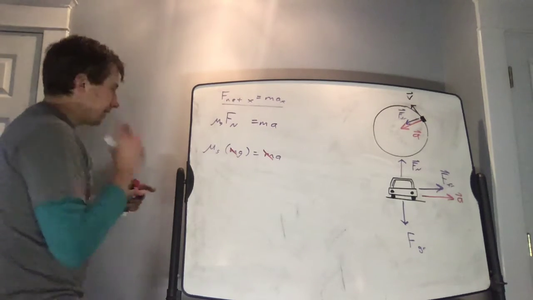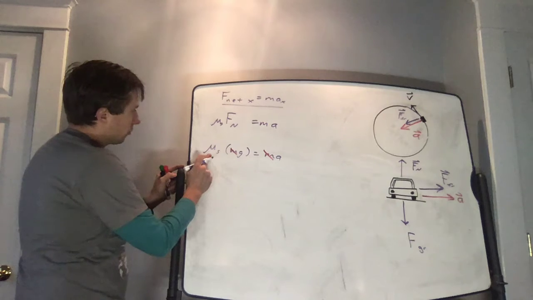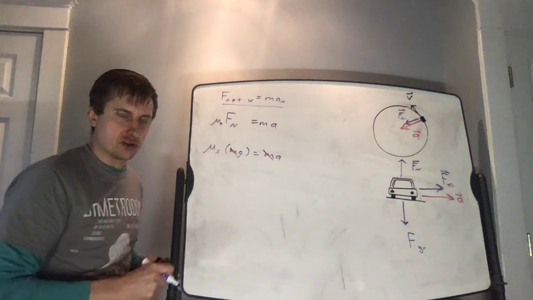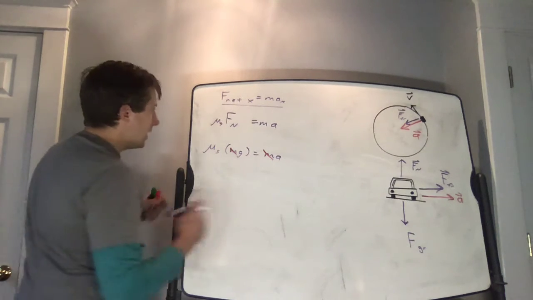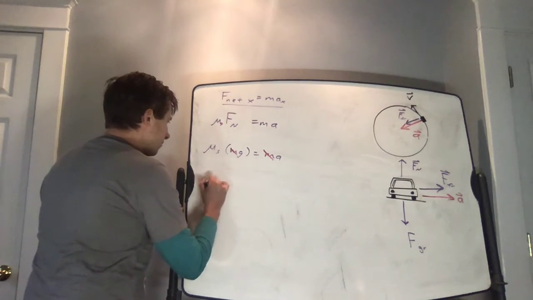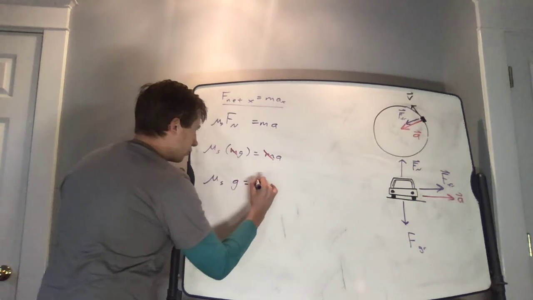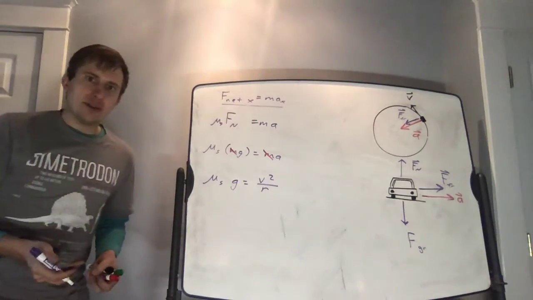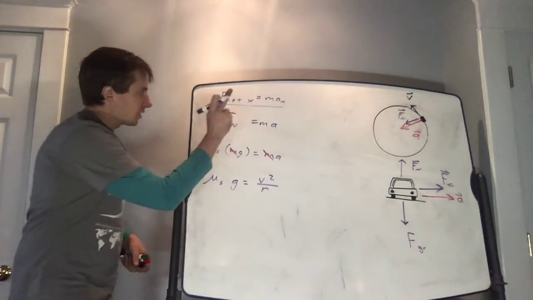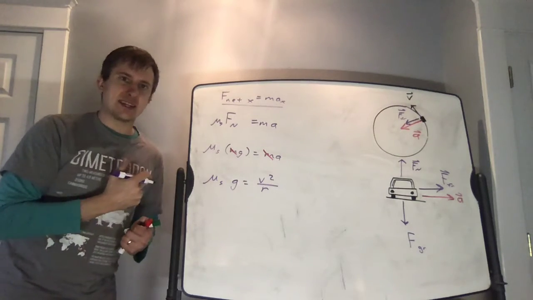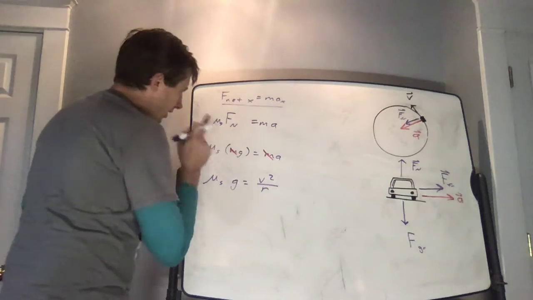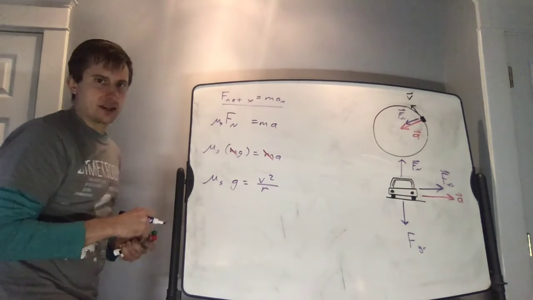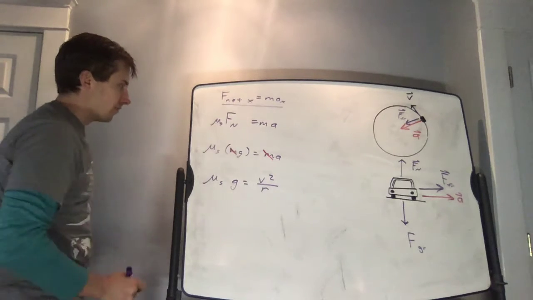And I have a number for mu sub s, the coefficient of static friction. I have a number for the acceleration due to gravity, that's 9.8. So I could write this as mu sub s times g equals v squared over r. Now, this is the limit where the car is barely not skidding off the road. So this speed is the fastest the car could possibly move without skidding off the road. That's how we set up this problem.